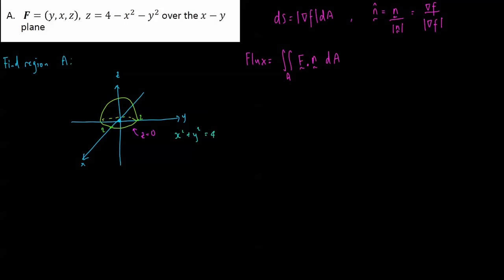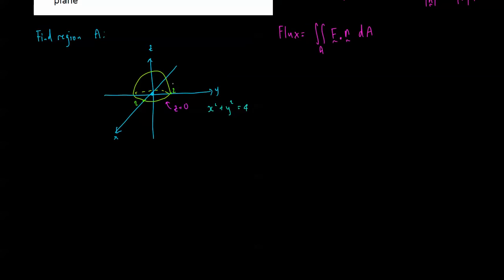Alright, the next thing we need to do, so our area is a circle on the xy plane, so we're going to need polar coordinates. So we need to find limits on r and limits on theta. So r is going from the origin out to the edge of the circle, so it's going to go from 0 to 2. And theta is going all the way around, so from 0 to 2 pi.